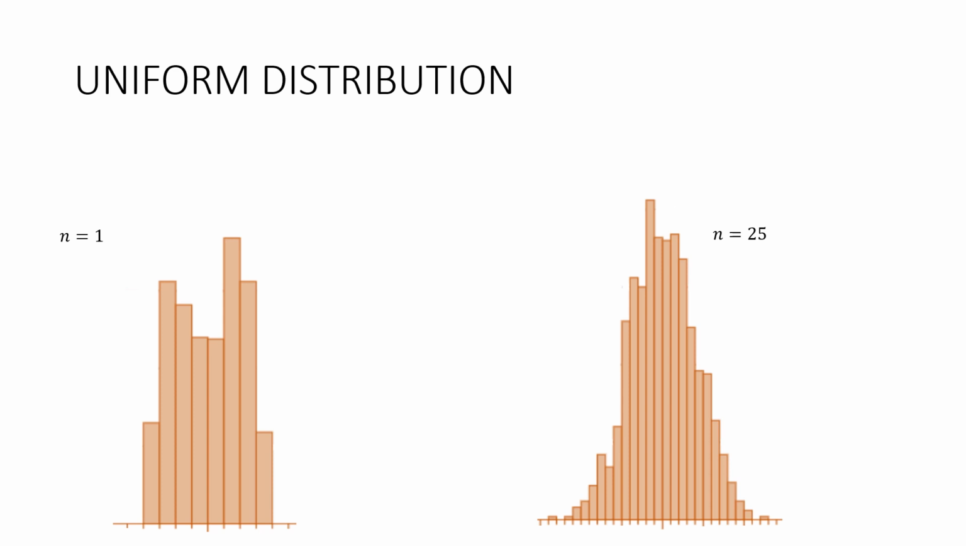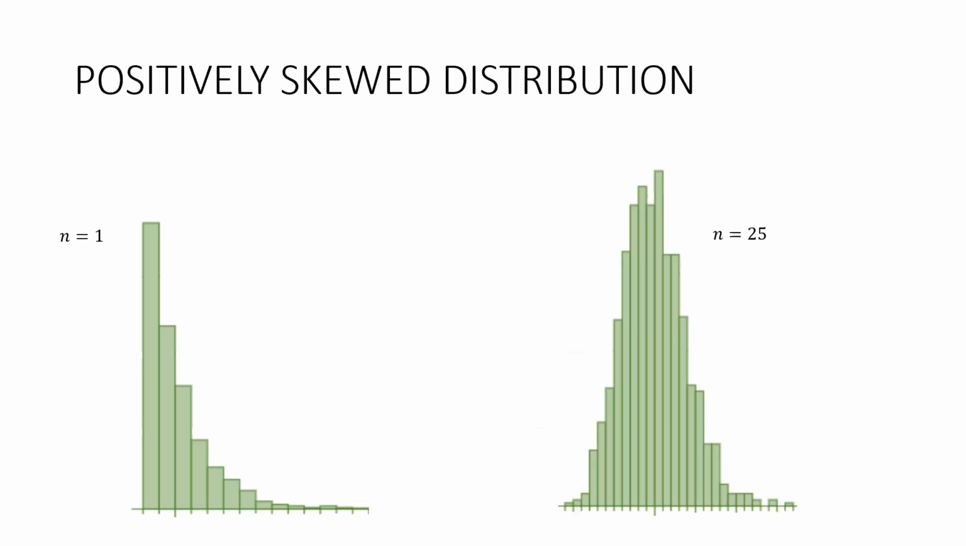Here we've got a uniform distribution. So sample size of 1 doesn't look normal at all, does it? But sample size of 25 starts to look normal. And here we've got a positively skewed distribution. Sample size of 1 doesn't look normal at all, looks positively skewed. Sample size of 25 is starting to approach a normal distribution.